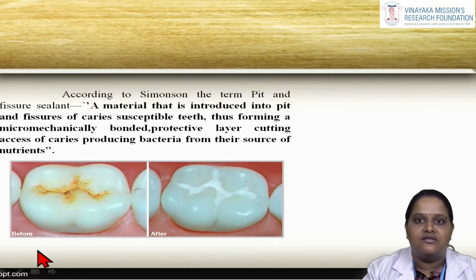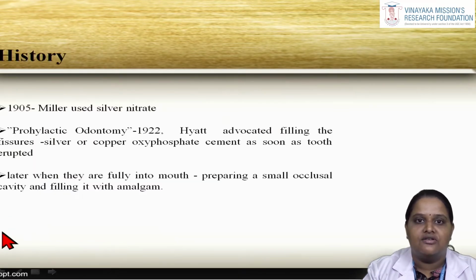According to Simonsen, a pit and fissure sealant is a material that is introduced into deep pits and fissures of caries susceptible teeth, thus forming a micromechanically bonded protective layer, cutting off access of caries producing bacteria from the source of nutrients. Next we are going to talk about the history.